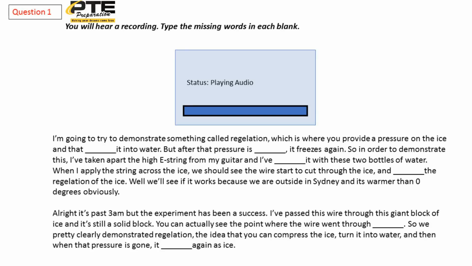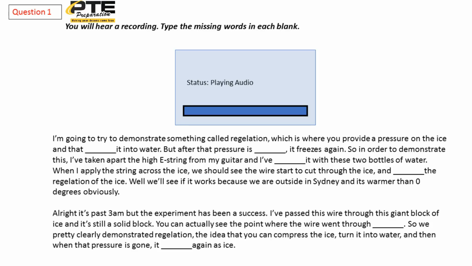I'm going to try to demonstrate something called regelation, which is where you provide a pressure onto ice and that turns it into water, but after that pressure is removed, it freezes again. So in order to demonstrate this, I've taken apart the high E string from my guitar and I've weighted it with these 2 bottles of water. When I apply the string across the ice, we should see the wire start to cut through the ice and perform the regelation of the ice.